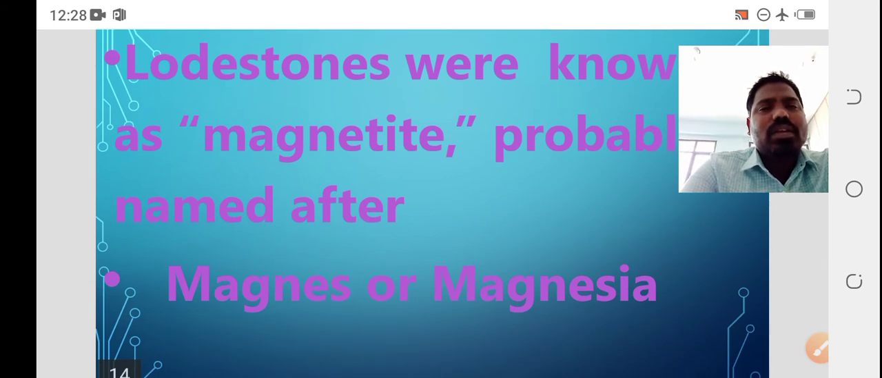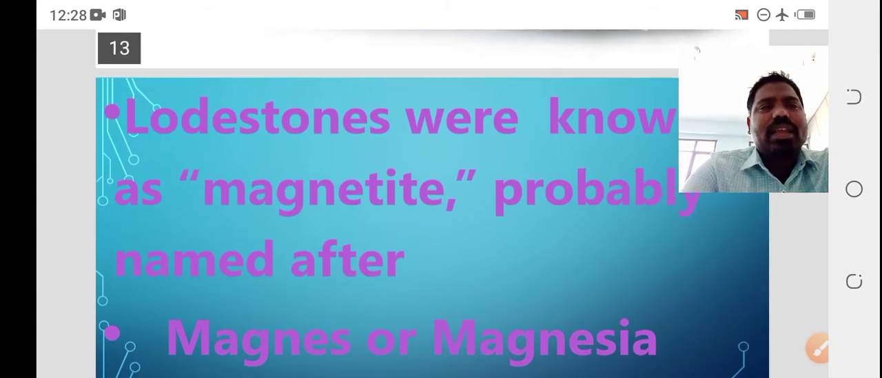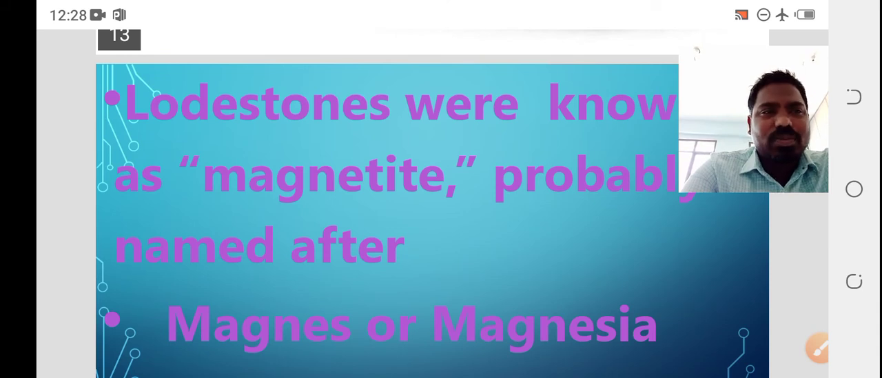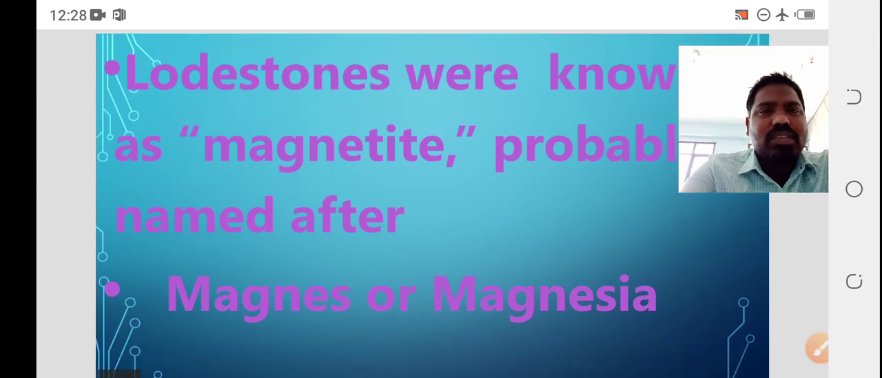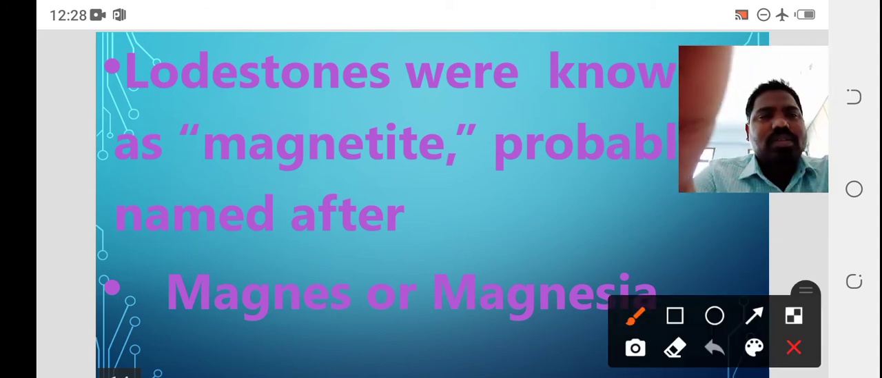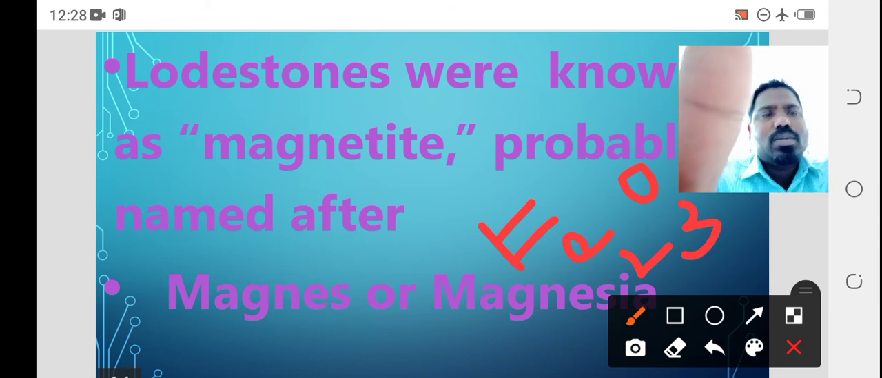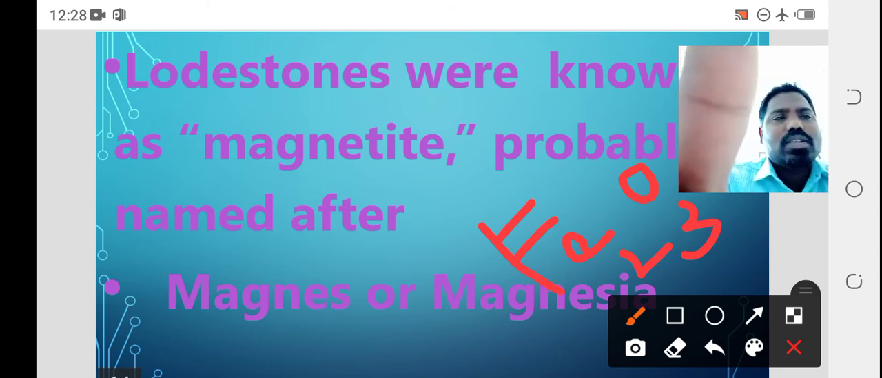So this is about the discovery of the magnetic material. It was discovered in the Magnesia region, so it is called a magnetic material. Magnetite is nothing but a ferrous oxide material, simply considered as Fe2O3. This is the ferrous oxide material, the magnetite.